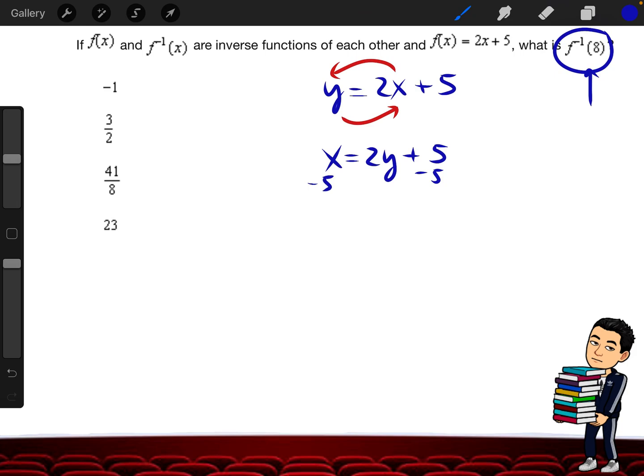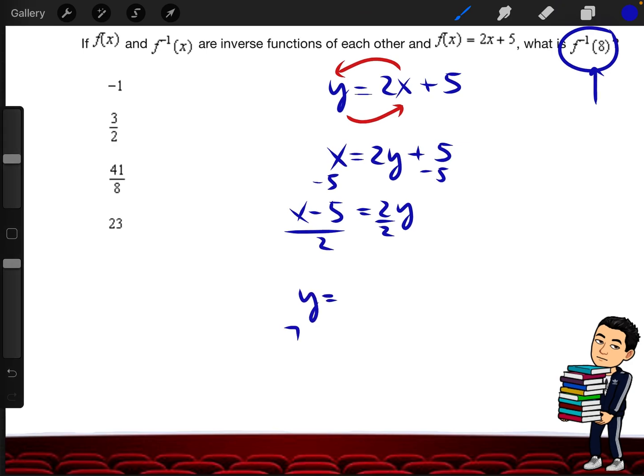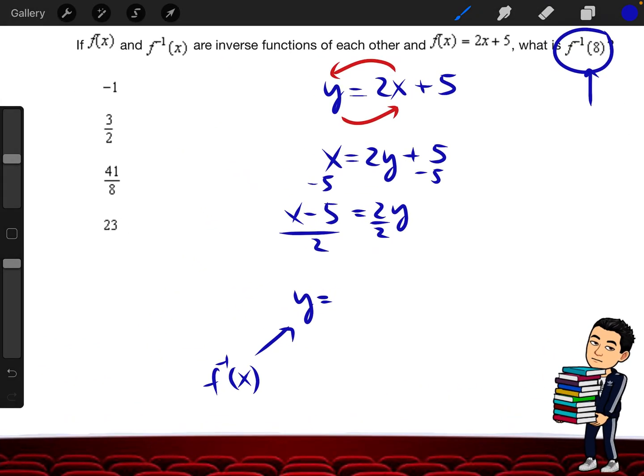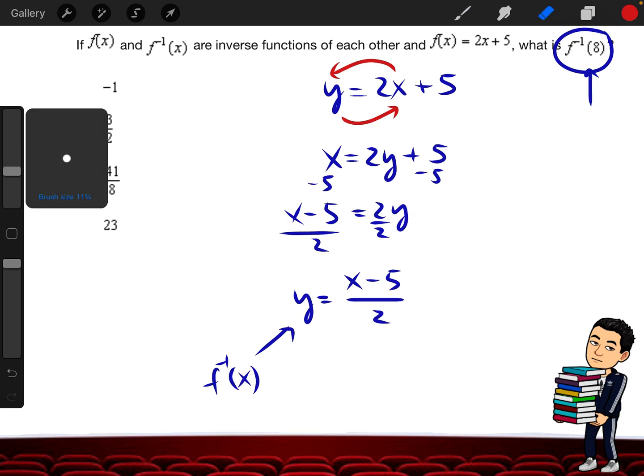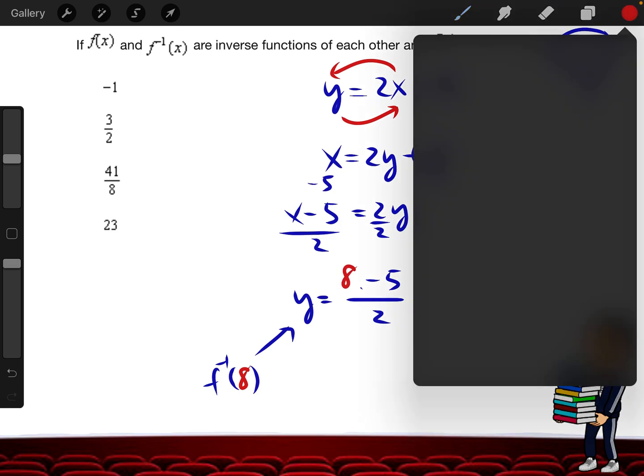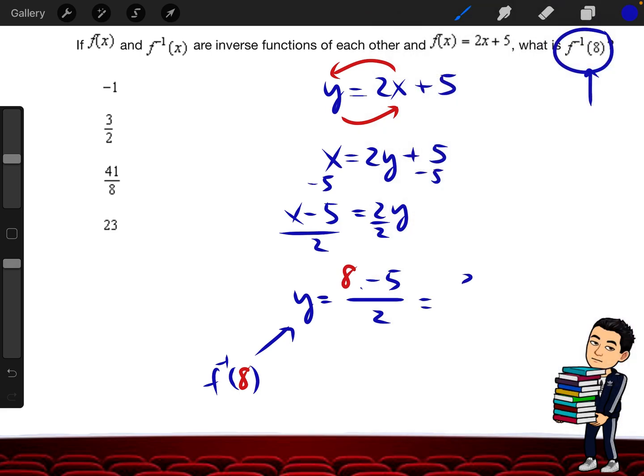Subtract 5 on both sides. x minus 5 equals 2y, and you divide by 2 on both sides, so you get y equals x minus 5 over 2, knowing that this is the inverse of the function. Now I'm going to insert 8 into x, so you have to do the same thing over here. It becomes 8 minus 5 over 2, so that's going to be 3/2. Check the second one.